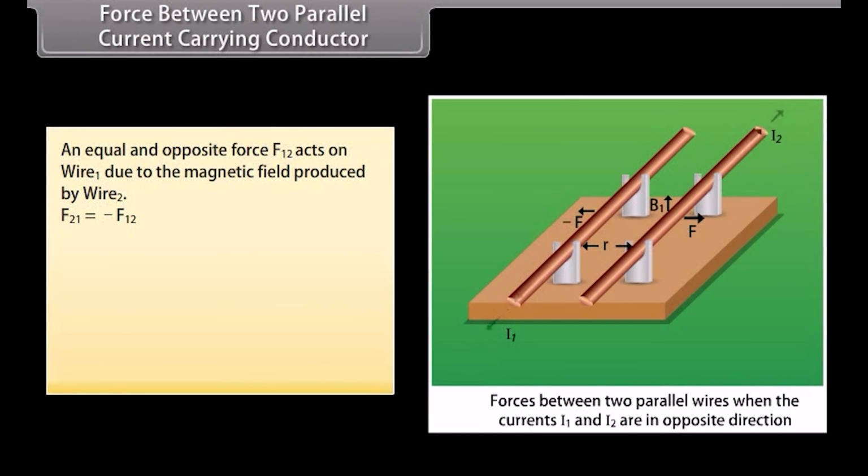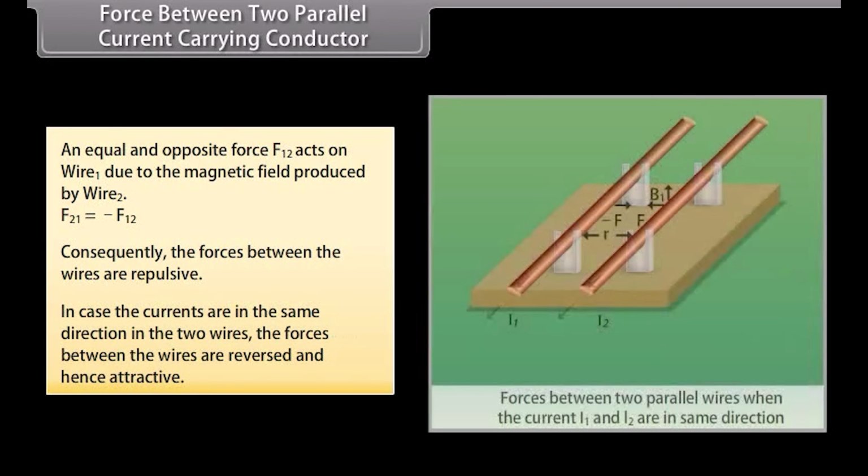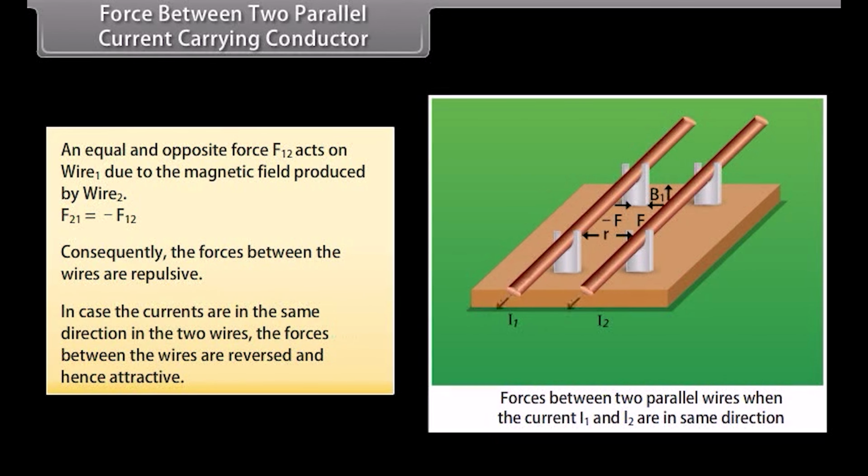An equal and opposite force, F12, acts on wire 1 due to the magnetic field produced by wire 2. F21 is equal to minus F12. Consequently, the forces between the wires are repulsive. In case the currents are in the same direction in the two wires, the forces between the wires are reversed and hence attractive. 1 ampere.